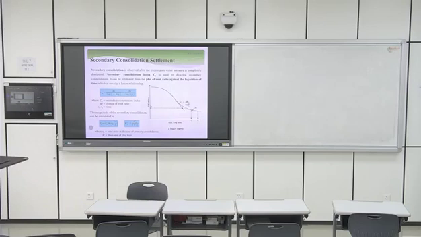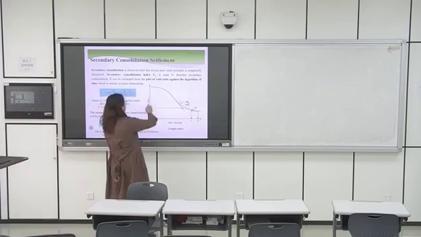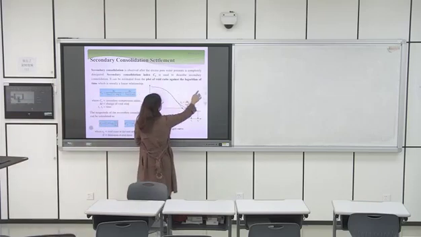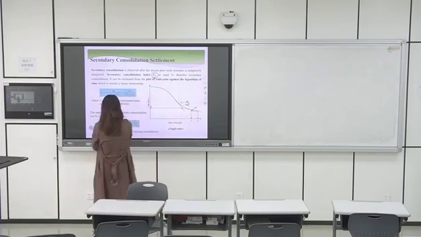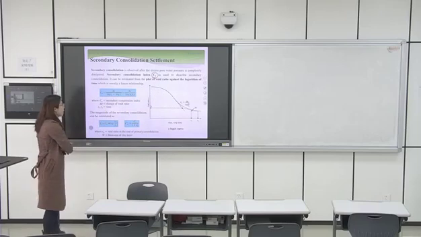The secondary consolidation is observed after the excess pore water pressure is completely dissipated. The secondary consolidation index, C alpha, is used to describe secondary consolidation. It can be estimated from a plot of void ratio against log of time, which is usually a linear relationship. So what is C alpha? How do we obtain C alpha?